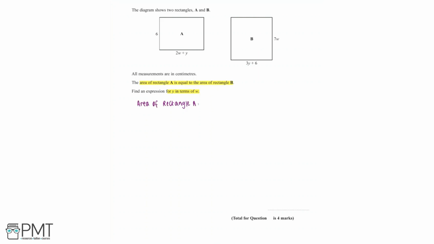The area of rectangle A is the height multiplied by the base, which is equal to 6 multiplied by 2w plus y. Expanding these brackets, 6 multiplied by 2w plus y is equivalent to 12w plus 6y. Now we can find the area of rectangle B. The area of rectangle B is equal to 7w multiplied by 3y plus 6. Now we can expand these brackets. 7w multiplied by 3y is equivalent to 21wy, and 7w multiplied by 6 is equivalent to 42w. And so the area of rectangle B is equal to 21wy plus 42w.